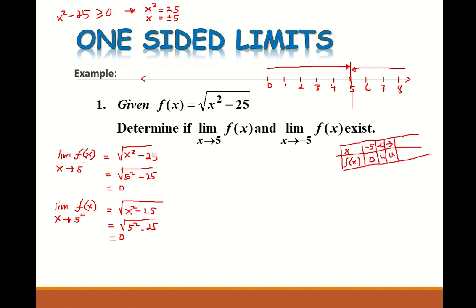When x is 2, it is also undefined. And when x is -1, negative 1 squared is 1, minus 25, square root of negative 24, so that is also undefined. Okay, so when x is 0, that will be square root of minus 25, so that is also undefined.